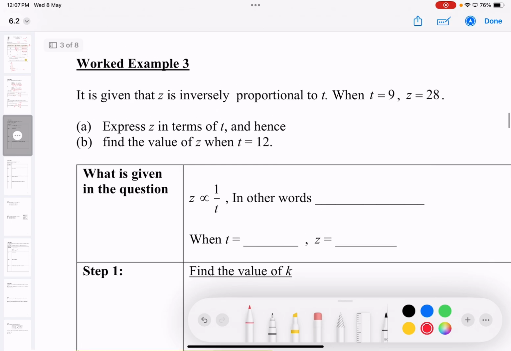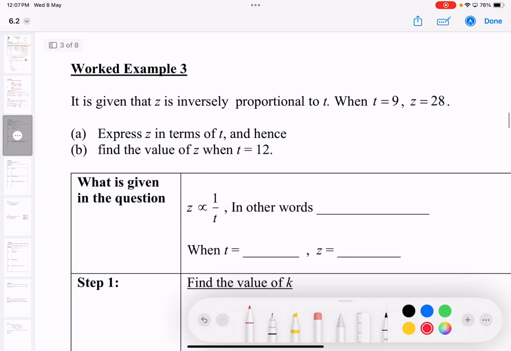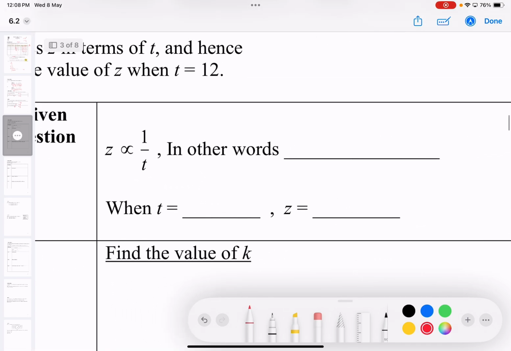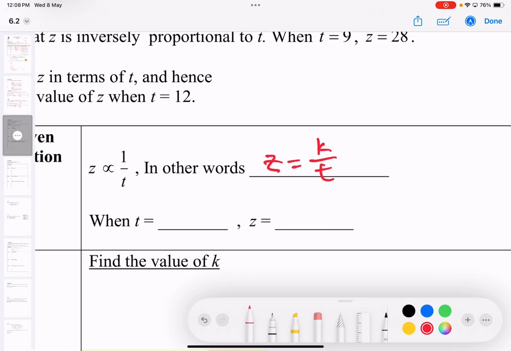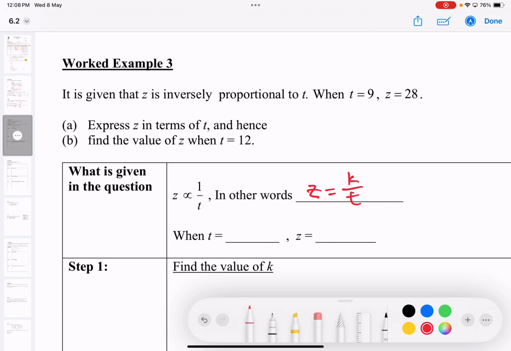Alright, let's look at the next one. Now, if we know that Z is inversely proportional to T, first thing first, let's write down the mathematical equation. So we know that Z equals K over T. That is the first thing that I want you guys to write down. Because Z and T are inversely proportional, the variable T must be in the denominator. That is the only difference.